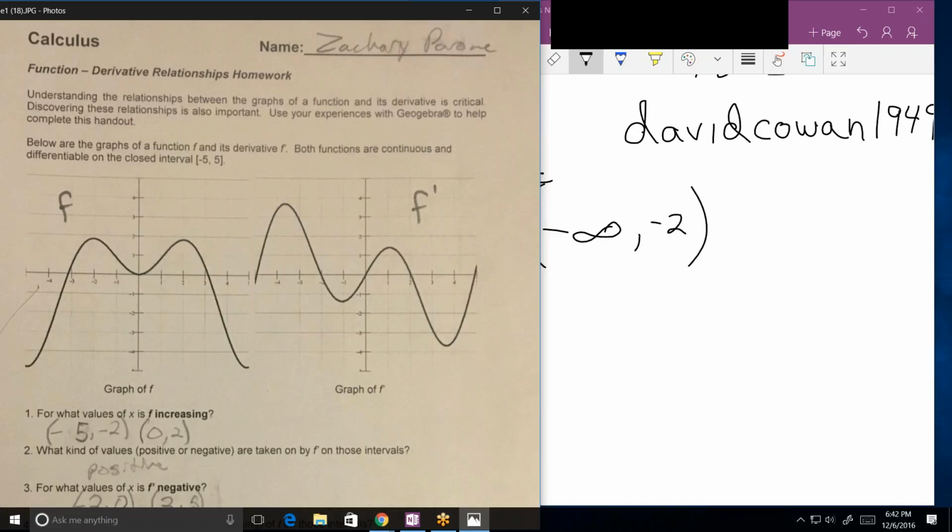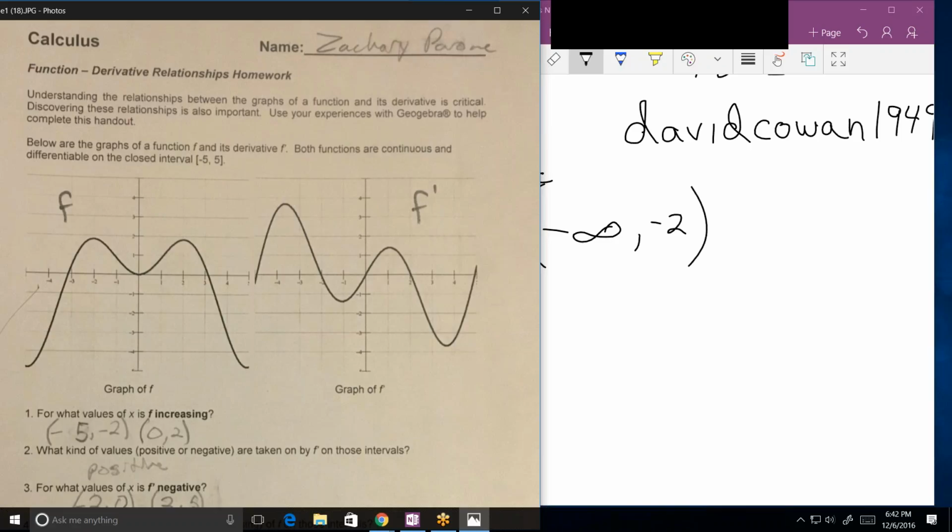Okay, now let's look at the derivative function. What's happening from negative 2 to 0? Are we positive or negative? Negative. So everywhere the original function is increasing, the derivative is positive. Everywhere it's decreasing, the derivative is negative. Notice the derivative turns positive again at 0. It stays positive until x is 2. Well, the original function is increasing from 0 to 2. And then as the original function starts decreasing again, the first derivative goes negative.